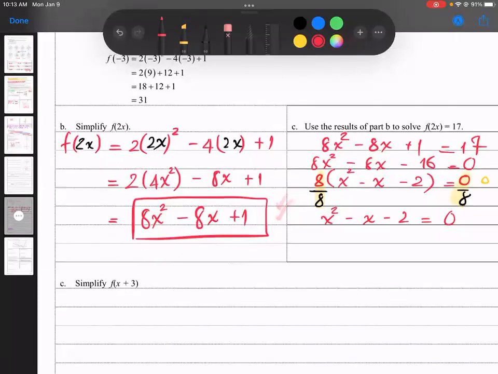Is it factorable or not? Yes, so you don't need to use the quadratic formula. We need factors of 2 that give negative x, so -2 and +1. So x equals -1 or x equals 2.